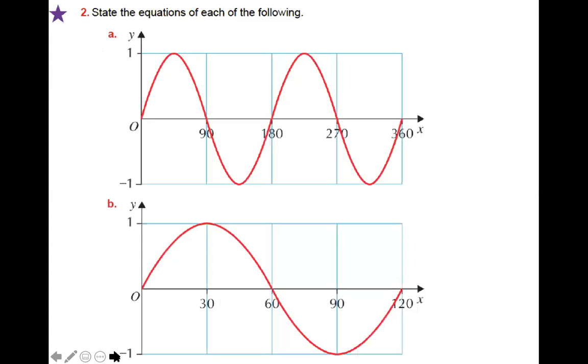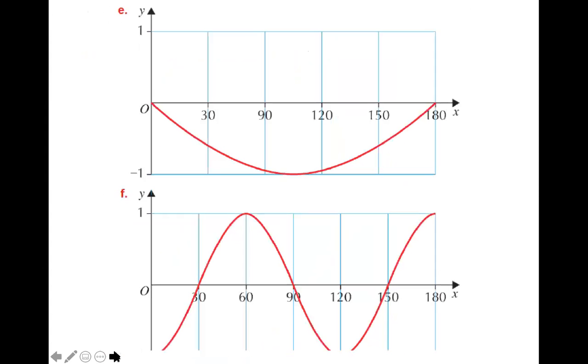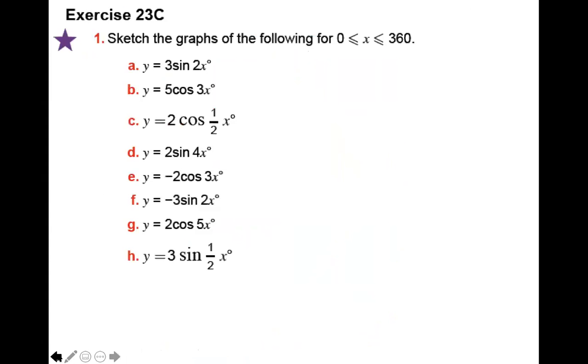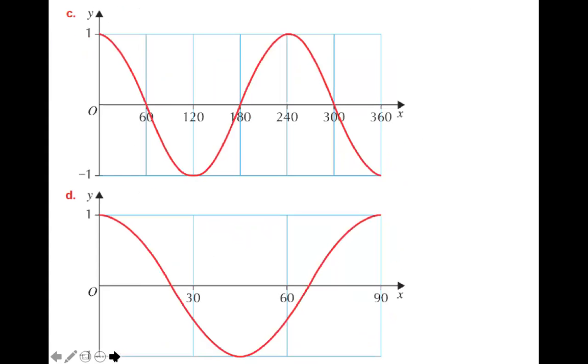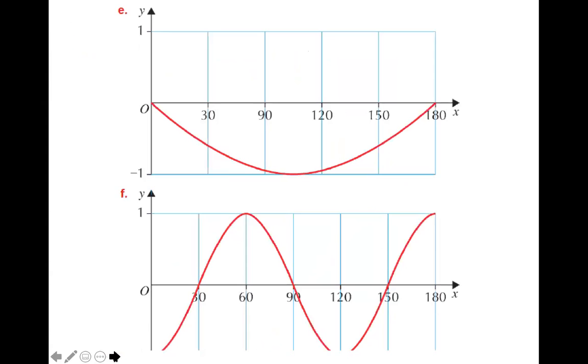So let's see what we've got here. The next exercise is a bit easier because they've already drawn the graph for you. You just need to state the equation. So we've got A, B, C, D, E, F. You can pick whichever one you want. Let's pick E, for example.